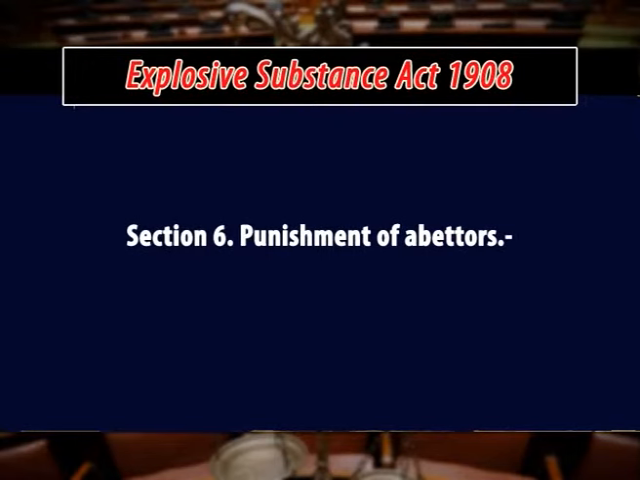Section 6. Punishment of abettors. Any person who by the supply of or solicitation for money, the providing of premises, the supply of materials, or in any manner whatsoever procures, counsels, aids, abets, or is accessory to the commission of any offence under this Act shall be punished with the punishment provided for the offence.